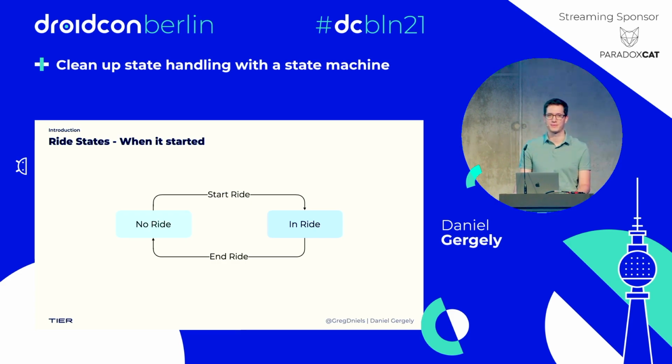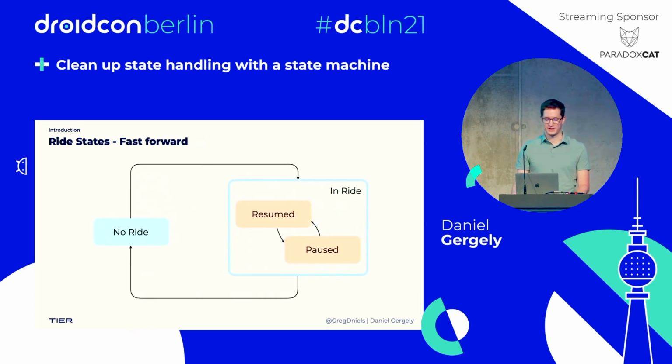It was happy times. But then product came to us and asked, hey, could you implement this feature called pause ride? Then we said, yeah, sure. So what happened is that the set of states kind of expanded. By the way, what pause ride means is that the vehicle is locked, but it's still in your rental, still in your possession. You still pay for it, and you can just resume it later. It comes really handy when you have to go to a store and pick up something.